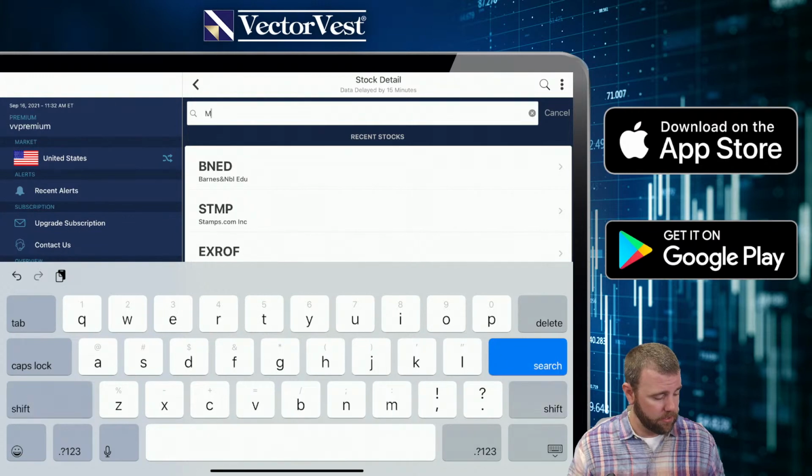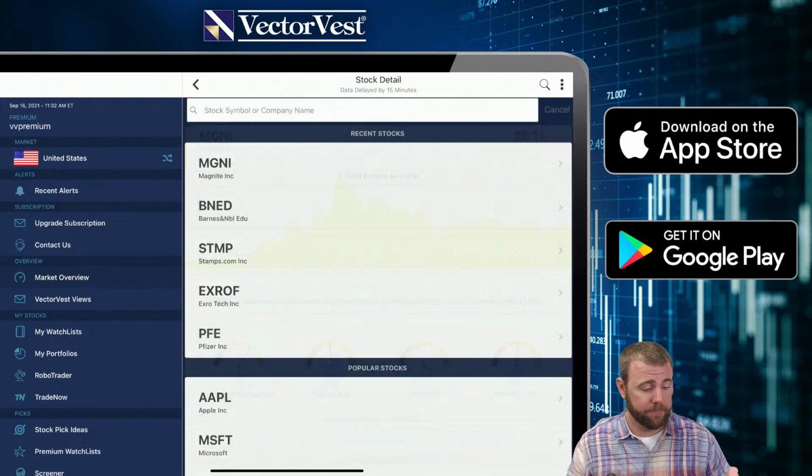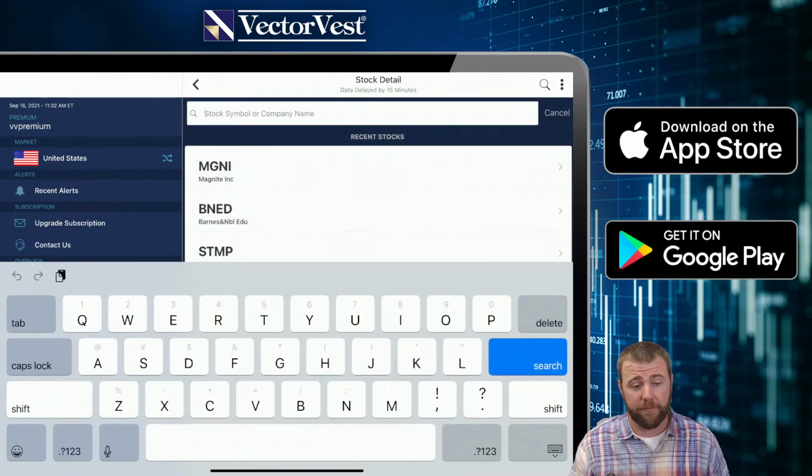MGNI. MGNI, great long-term potential, but does have a lot of risk associated with it though. You're in a steady decline. So overall, the stock's about average, but timing is most important, especially if you're long into it. And right now is not the time to be long in it.